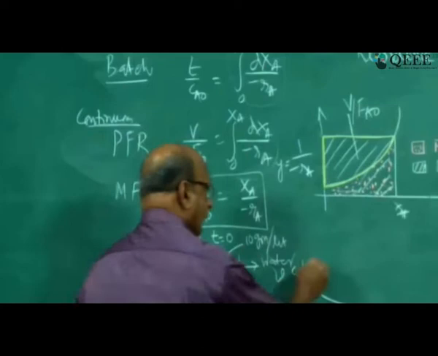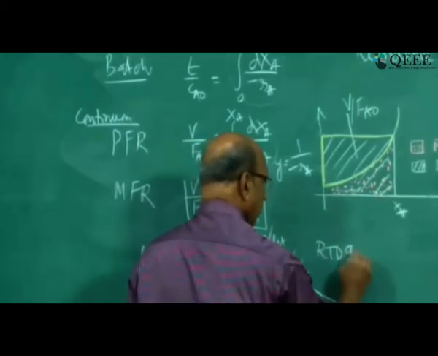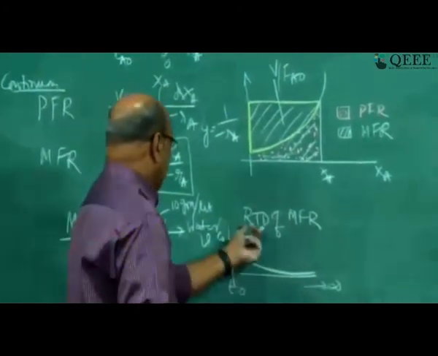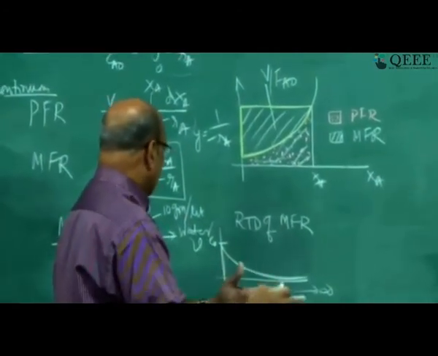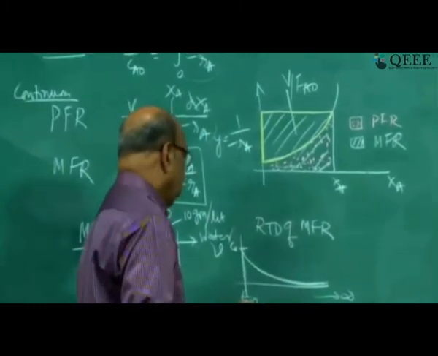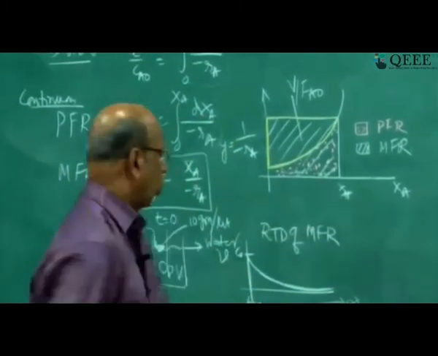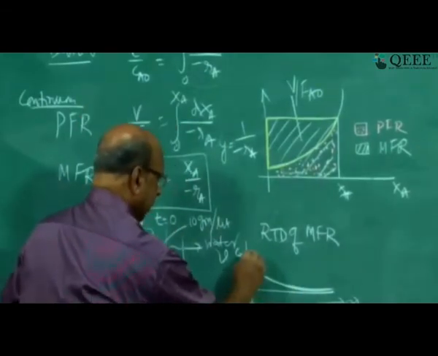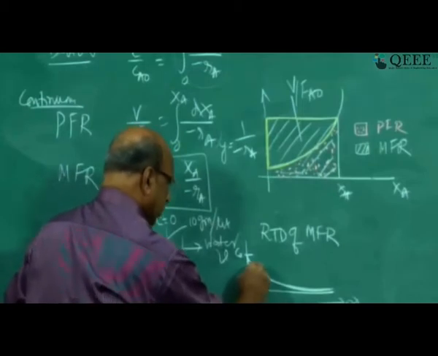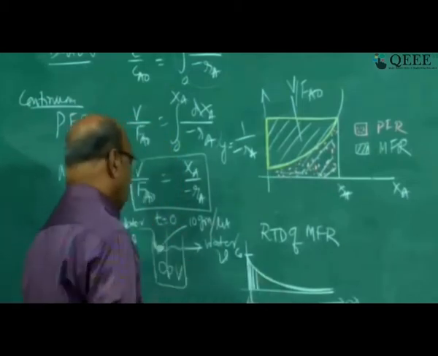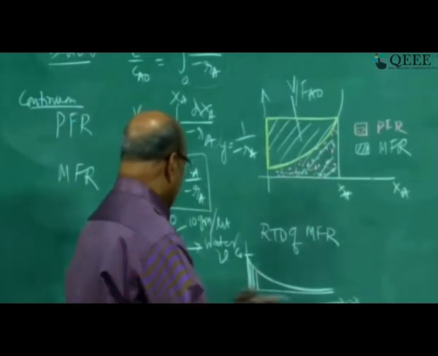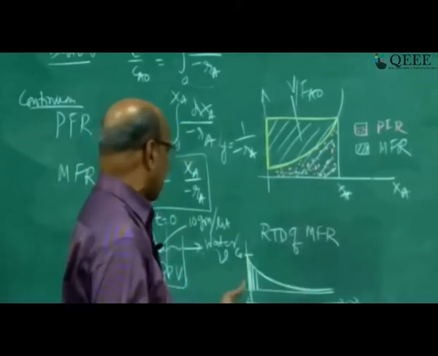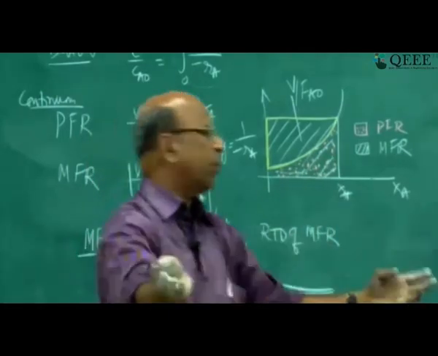This is the RTD of MFR, residence time distribution. That means the molecules' residence time is distributed from 0 to infinity. That is the meaning. So immediately some molecules are coming, after some time some more molecules are coming, after some time some more molecules are coming. So if you extend this to reaction, the reaction here will be very, very small or zero sometimes, because immediately the molecule entered, came out.